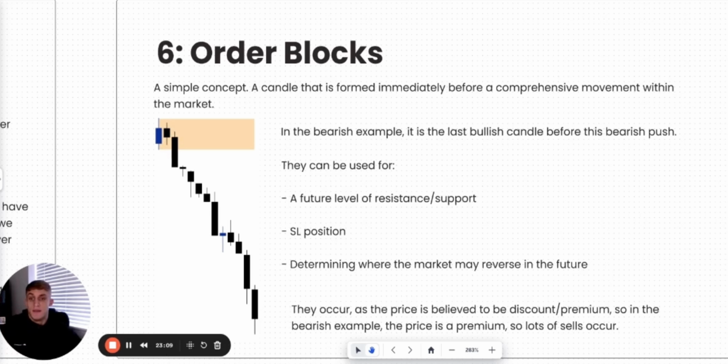So price is a premium, essentially. When price gets to this point, all the sellers think, this is the really, really high point for the market. We think it's going to go down, and so it shoots right the way down. And that's why it becomes a level of resistance, because when price reaches this again, we know this point in the market is a premium, so we're going to sell again. So it's really, really good entering trades off.